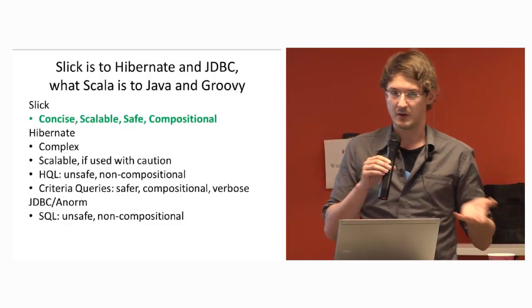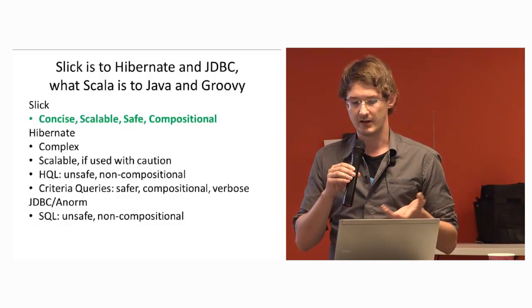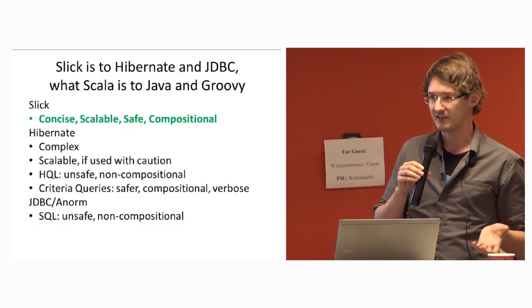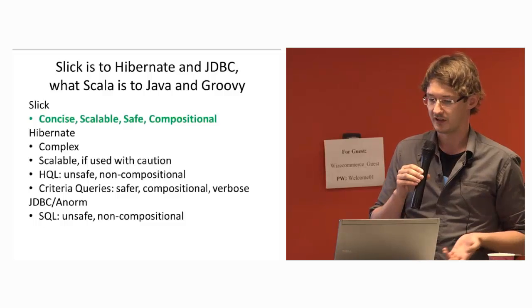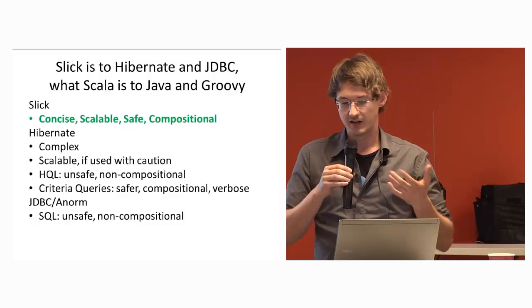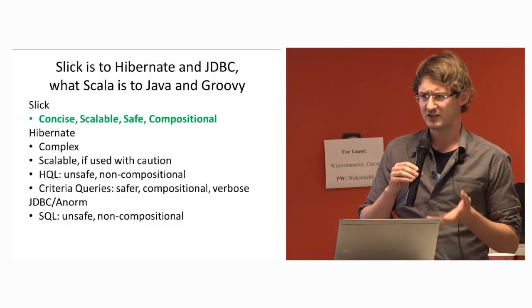And HQL is embedded as a string into your host language, Java or Scala. And in that sense, it's unsafe and non-compositional. We'll see an example in a bit. Criteria queries are an API, so it's safer to code against, and it's compositional, but it's also pretty verbose if you've seen it.